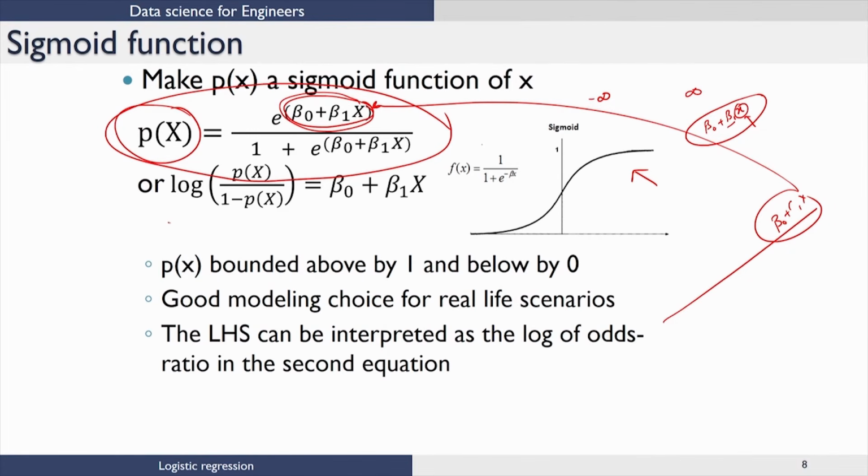You can rearrange this in this form and then say log of p x by 1 minus p x is beta naught plus beta 1 x. The reason why I show you this form is because the left hand side could be interpreted as the log of the odds ratio, which is an idea that is used in several places. So, that is the connection here.